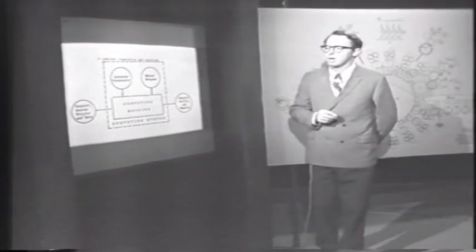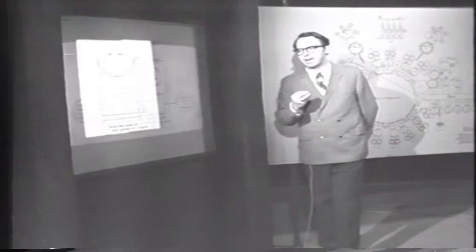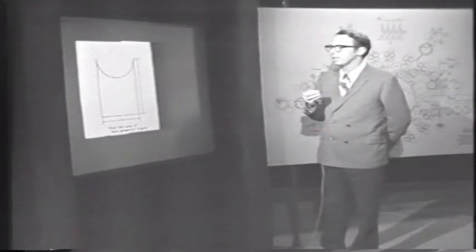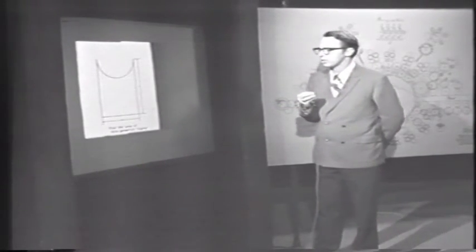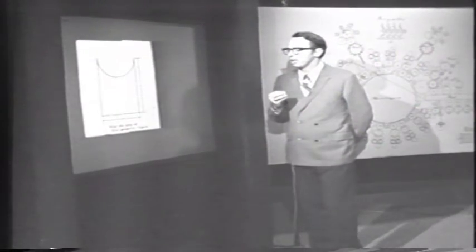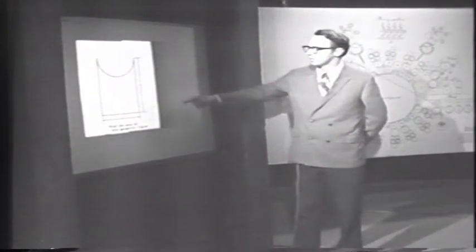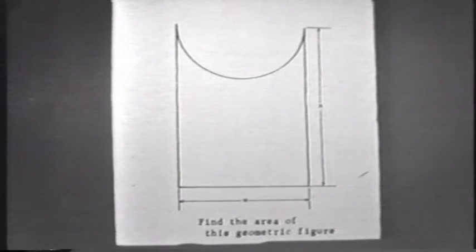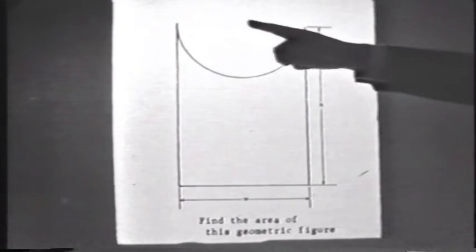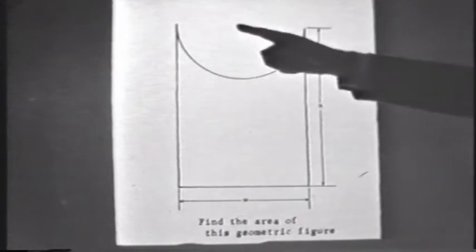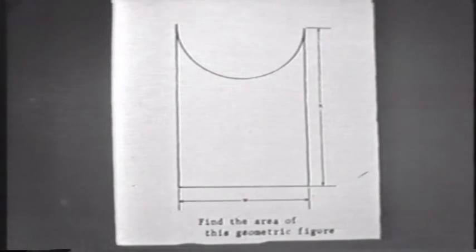Okay, let's look at a more complicated mathematical problem. Namely, let's find the area of this particular geometric figure. On input, we are given the height of this figure and the width of this figure. Now, the way the program is going to work, we're going to find the area of this rectangle and subtract the area of that semicircle.